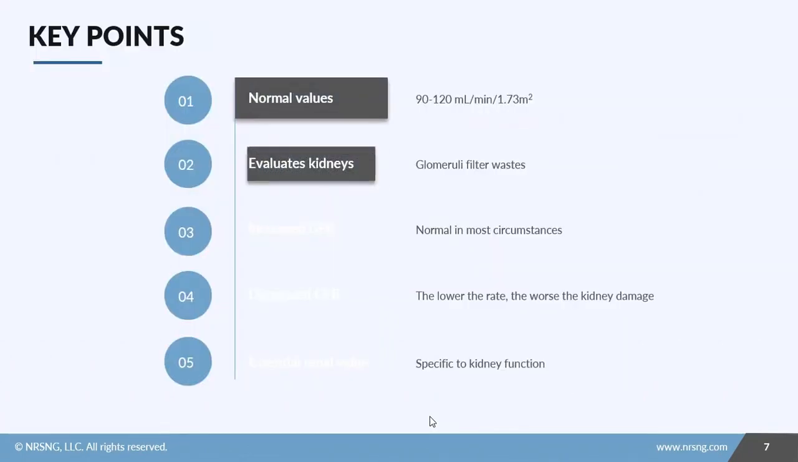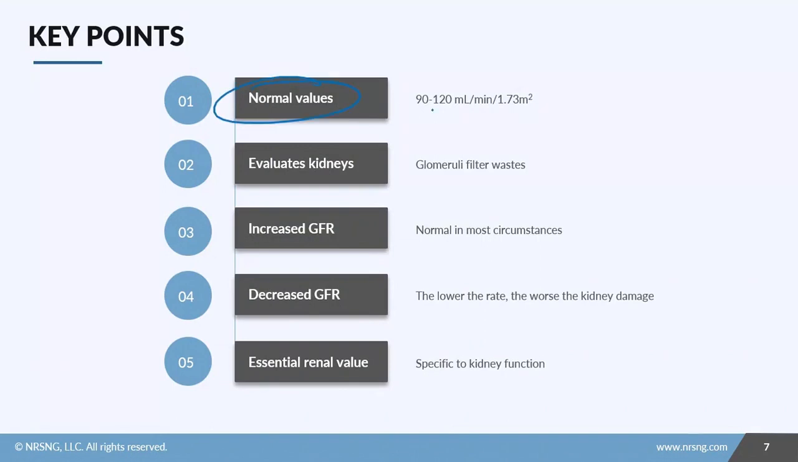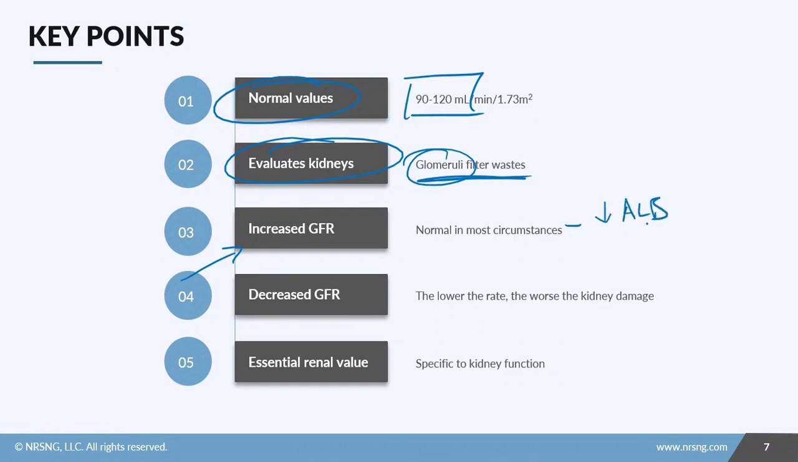So let's recap. Normal values for the GFR are going to be 90 to 120 mils per minute per 1.73 meters squared of body mass. Again, this is what you're paying attention to, 90 to 120. Remember, GFR is specific to the kidneys. Nothing else is going to influence it because the glomerulus is specifically in the kidneys. Increased GFR is normal in most circumstances, with occasional very rare cases where you actually have a decrease in the albumin. So take a look at your albumin if you notice your GFR is pretty high.